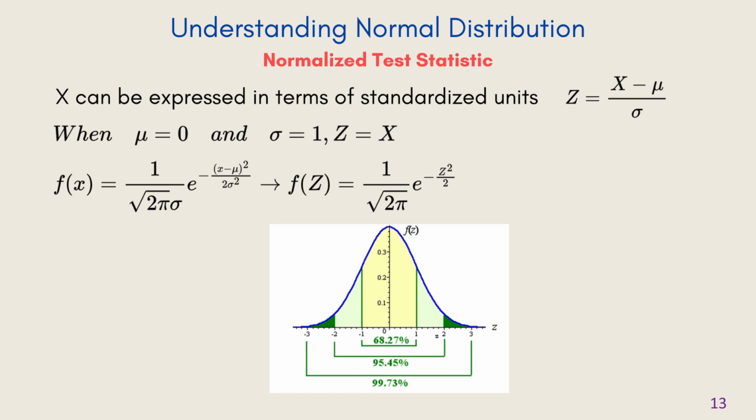This slide explains the normalized test statistic, which allows us to express data in standardized units. The formula provided illustrates how to convert raw scores into z-scores, facilitating comparisons across different datasets. The graph highlights the standard normal distribution, reinforcing the concept of standardization in statistical analysis.